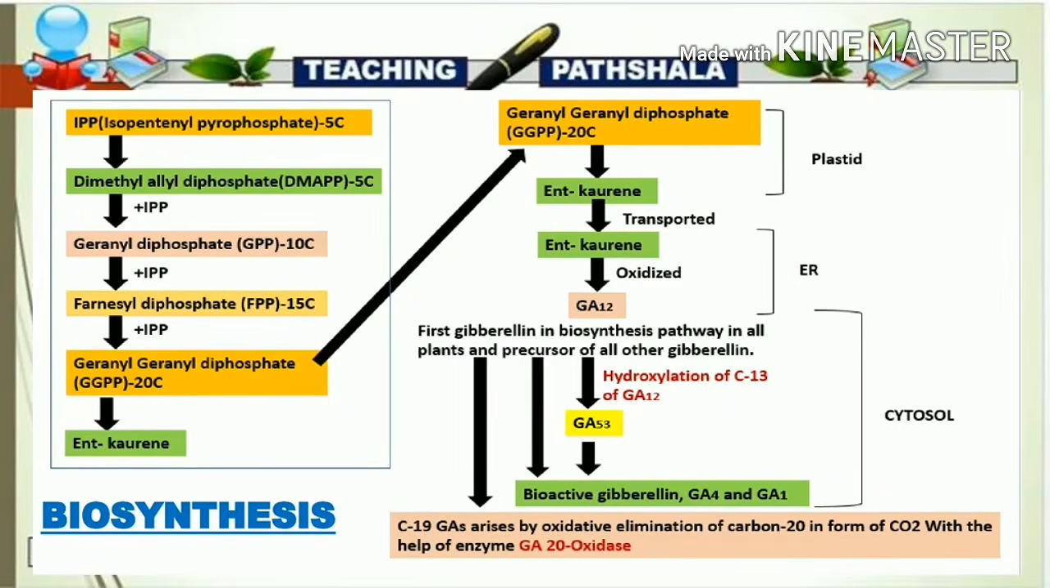Initially there was a 5 carbon compound, that is DMAPP, but there was the addition of one more isoprenoid unit which again has 5 carbons. So 5 carbon plus 5 carbon obviously gives rise to a 10 carbon compound, known as geranyl diphosphate, and sometimes we call it a monoterpene too. If IPP has 5 carbons and is regarded as a hemiterpene, then obviously the monoterpene will have 10 carbons. That is why geranyl diphosphate is also known as the monoterpene.